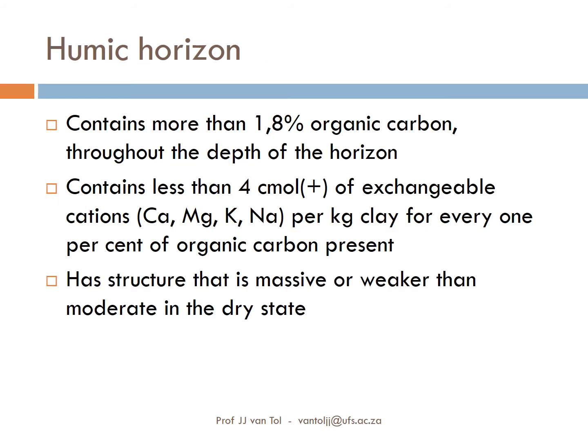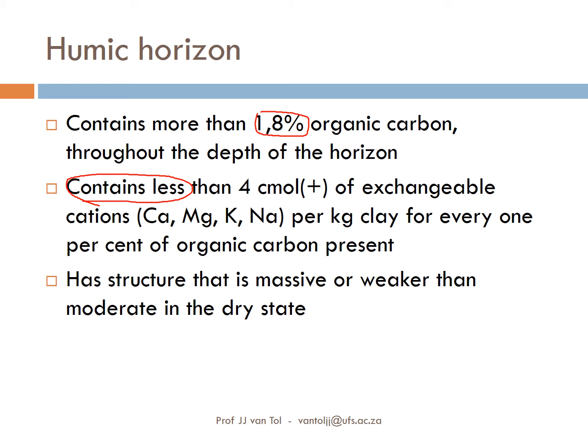The second last horizon is the topsoil horizon, the humic topsoil horizon. In this case, it also contains fairly high organic carbon content. Remember, we said that the average in South Africa is less than 1%. So if it contains more than 1.8%, it is relatively high. And as opposed to the melanic horizon, the humic horizon contains less than 4 centimole exchangeable cations expressed per percentage organic carbon. So this tells you that this is a freely drained horizon.